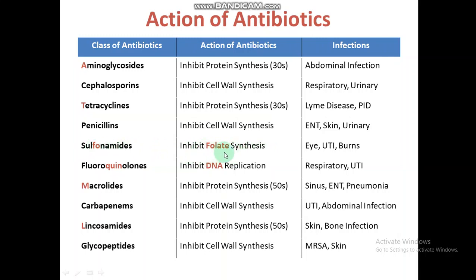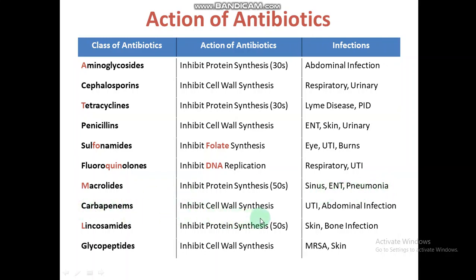Sulfonamides inhibit folate synthesis, and they are used for eye infection, UTI, and burns. Fluoroquinolones inhibit DNA. Quinolones have a ring structure like the nitrogenous bases in DNA, so they can be remembered by this, and they act on respiratory and UTI infections. Macrolides inhibit protein synthesis, and they act on the 50S ribosome. They are used for sinuses, ENT, respiratory infection, and pneumonia, etc.